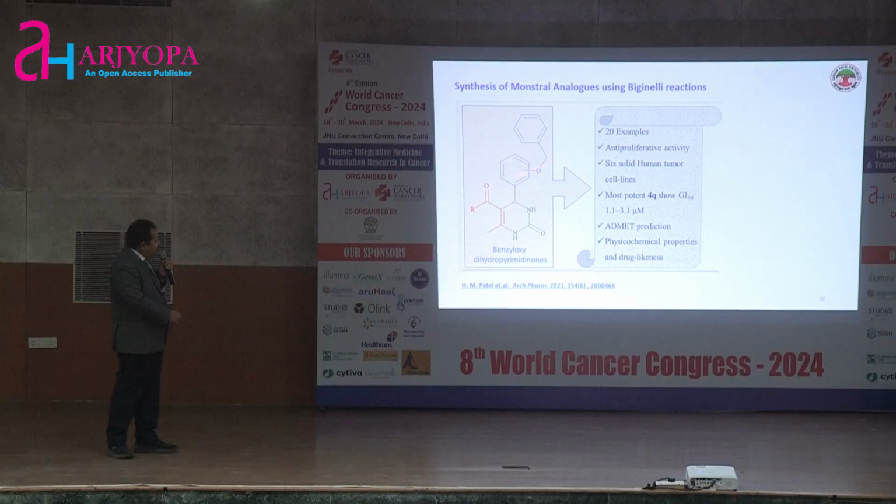And as you know, the OH group is on the meta position in this monastrol analog. But based on the existing drug molecule, we designed such a library by inserting the substituent in ortho, meta, and para positions, and we also carried out a comparative study. We synthesized 20 new molecules and checked the anti-proliferative activity with 6 solid tumor cell lines, and we identified one of the molecules as 4Q.